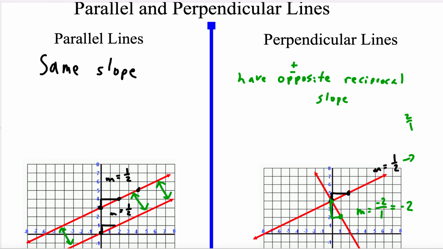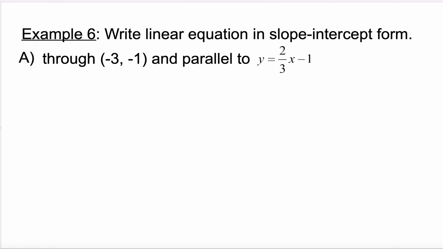So now we're going to be given some information and then what it's parallel to. In this case, we're told that the one line goes through -3, -1, and it's parallel to this other line here. They don't have a point in common because they're parallel lines completely.